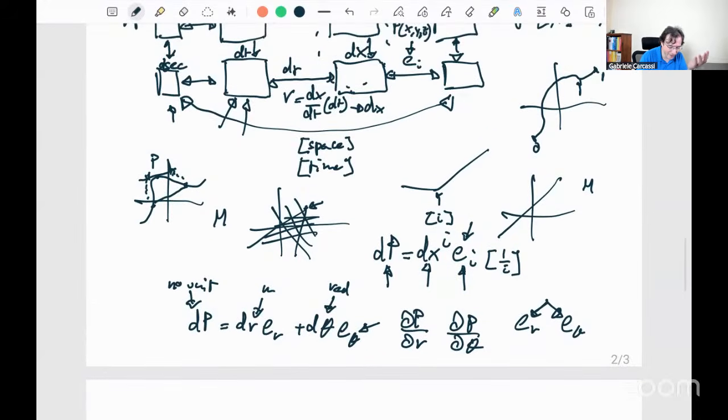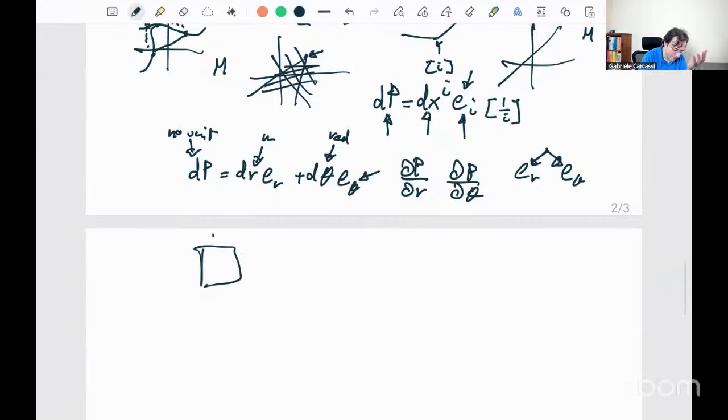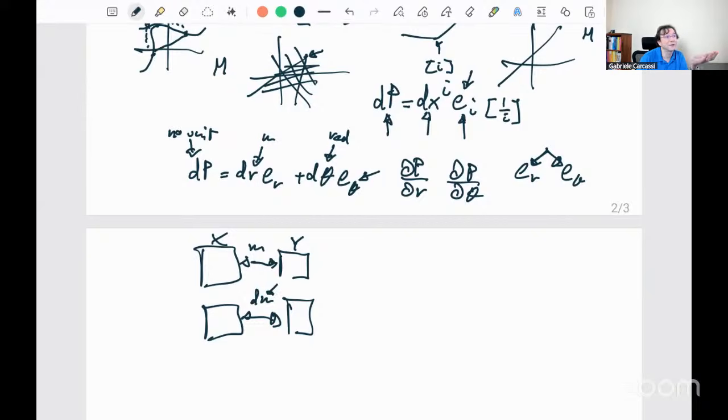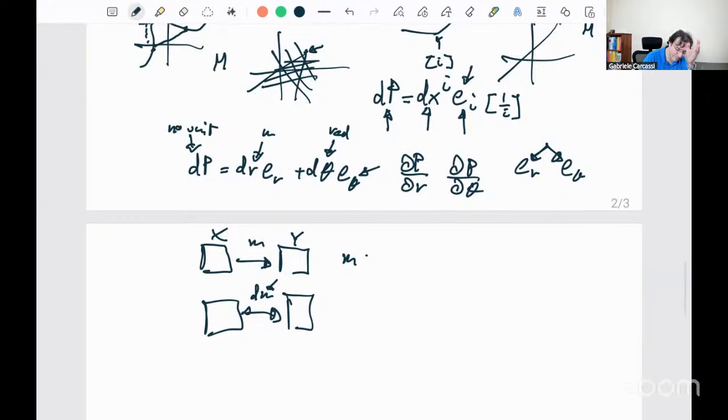And this basically gives you the general notion that if you have a big X and a big Y, and you have a map between these two, let's call this M, then dM is the tensor. So a tensor is a map from variation on one side to the variation on the other side. Actually, I should give it a direction. So M is a map from x to y, right?